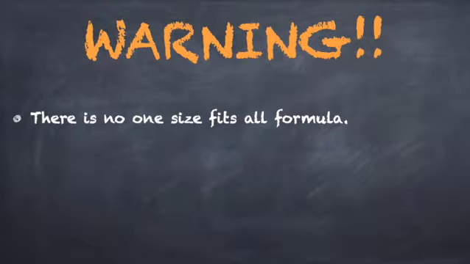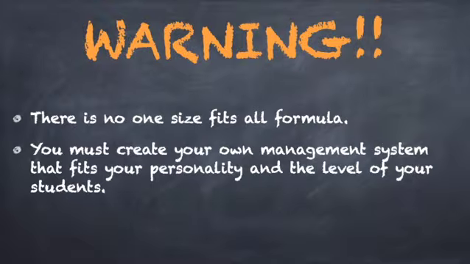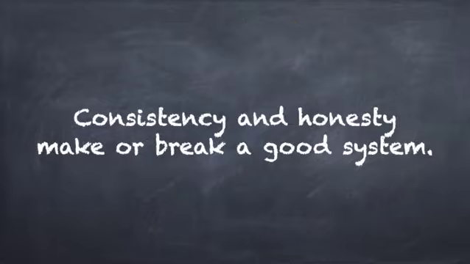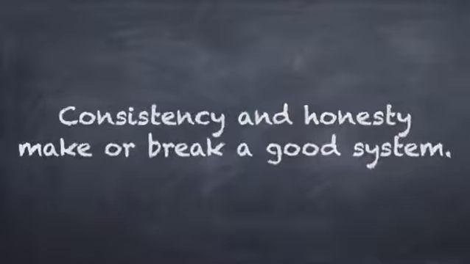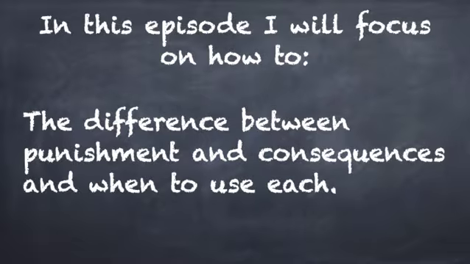But as you know, there is no one-size-fits-all formula. You're just going to have to figure out a way to make it work for yourself. And consistency and honesty are what's going to really make or break your system: doing things the same and being honest with yourself as to whether or not it's working. In this episode, I'm going to be exploring the difference between punishment and consequences and when to use each one.